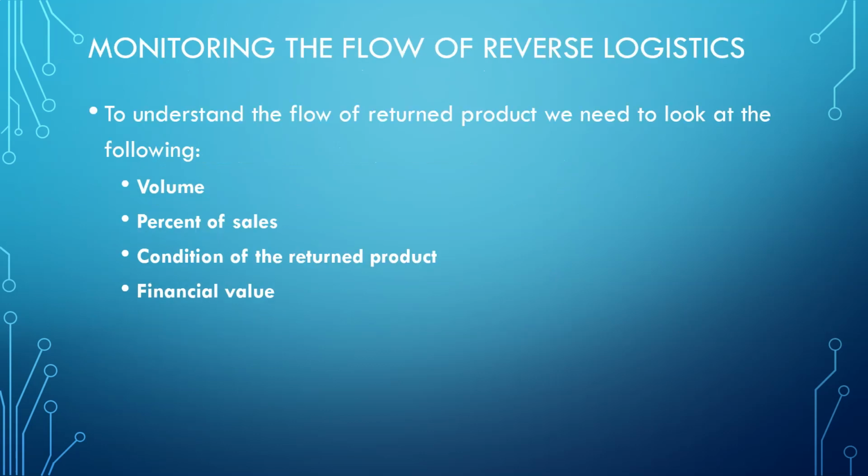To understand the flow of returned product, we need to look at the following. First, the volume. Are the same items being returned over and over? Is this happening in large volumes? If yes, then the company might have a larger problem than a few faulty units. Then they have to look at the design from the beginning, review the design and change it. We need also to look at the percent of sales. What percentage of your sales are lost to product returns, and how many of these products can be reincorporated into your supply chain via reverse logistics?